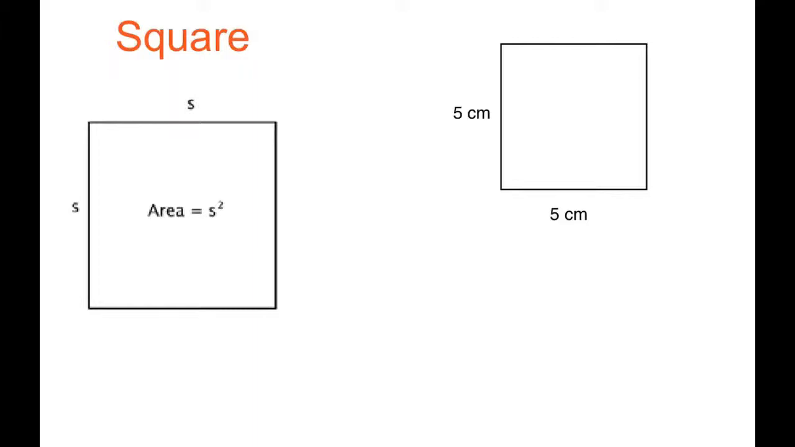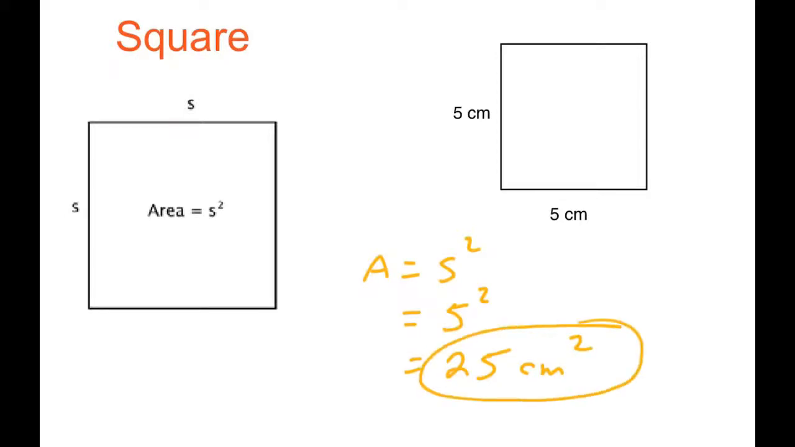Alright, so here's a square. The side of the square is 5 centimeters. So I'm going to write my equation down. A equals s squared. I always want to write that down first, then substitute numbers in. Put 5 in for s. 5 squared is 5 times 5, which is 25. Don't forget our label, our units of measure. So this was centimeters, and area is always units to the second power, so 25 centimeters squared.